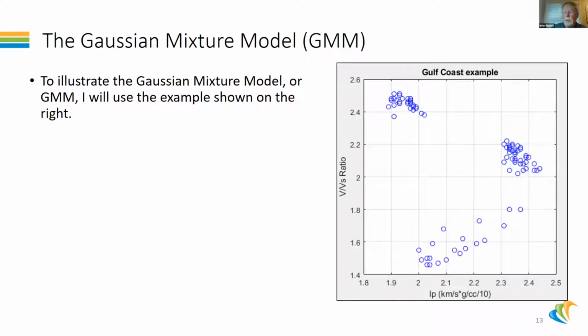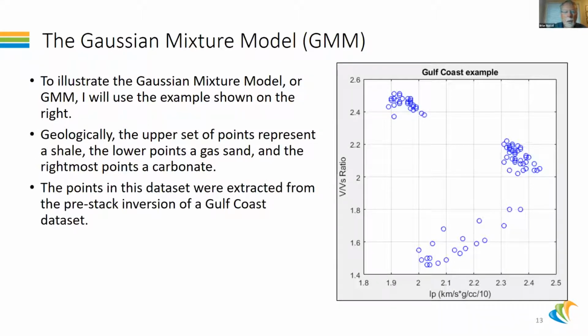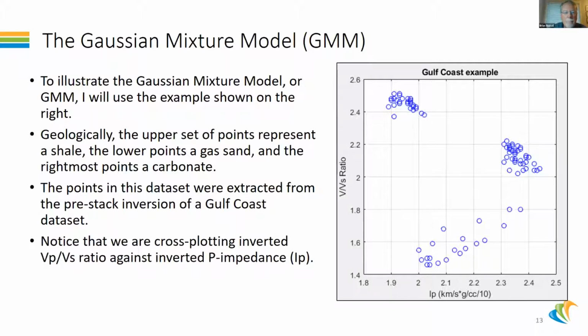So to illustrate it, I've got a very simple example that I extracted from a Gulf Coast data set. Geologically, this is P impedance on the horizontal axis against VP-VS ratio on the vertical axis. And geologically, the set of points in the upper part of the plot represent a shale, the lower points a gas sand, and the rightmost points a carbonate. And these were extracted from a pre-stack inversion of a Gulf Coast data set. Okay, and as I said, we're cross-plotting VP-VS ratio against P impedance, which is one of my preferred ways to interpret fluid anomalies.